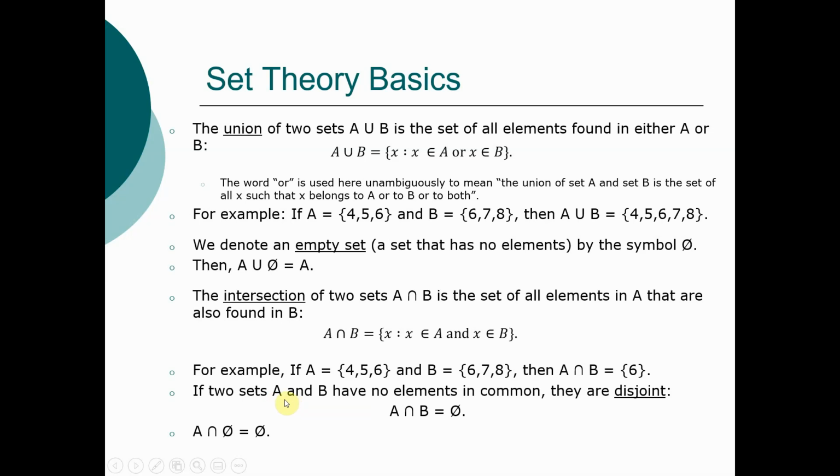If two sets A and B have no elements in common, they're called disjoint. So A intersection with B is an empty set for two disjoint sets. It means these two sets have no common element. And A intersection with an empty set is going to be an empty set.